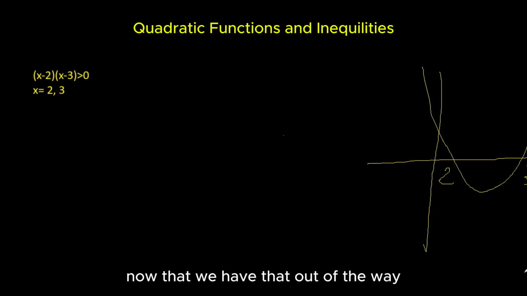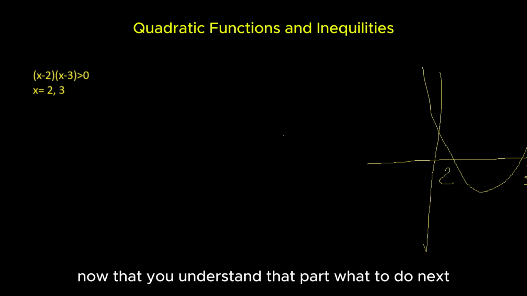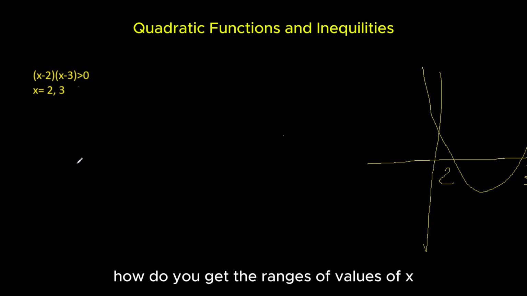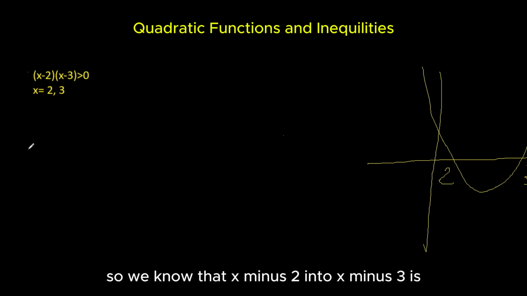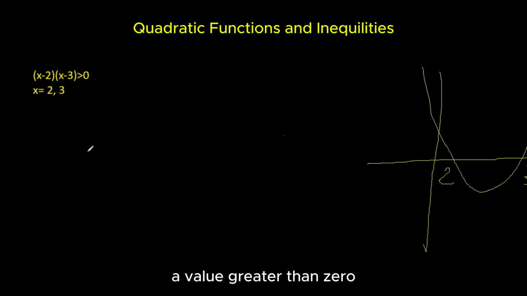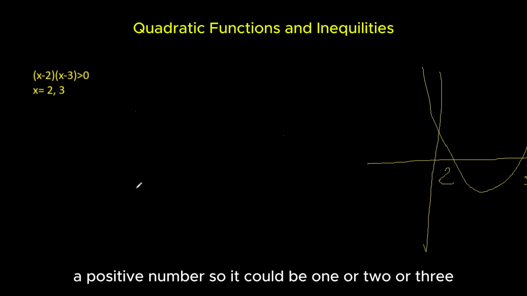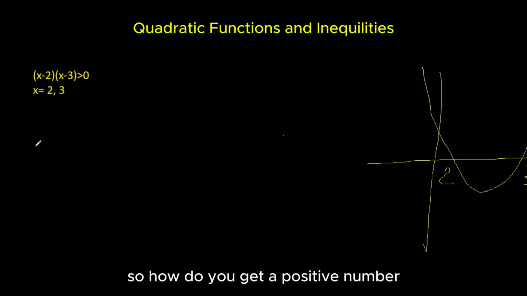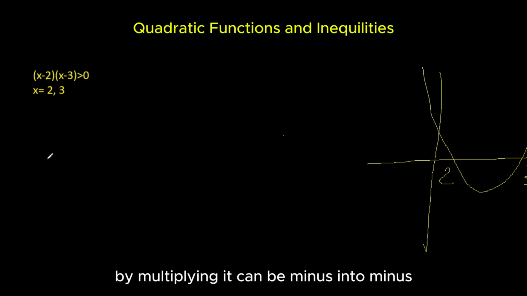Okay, now that we have that out of the way, now that you understand that part, what to do next? How do you get the ranges of values of x? Well, over here it says greater than 0. So we know that x minus 2 into x minus 3 is a value greater than 0, a positive number. So it could be 1 or 2 or 3, but it can't be minus 1. So how do you get a positive number by multiplying?